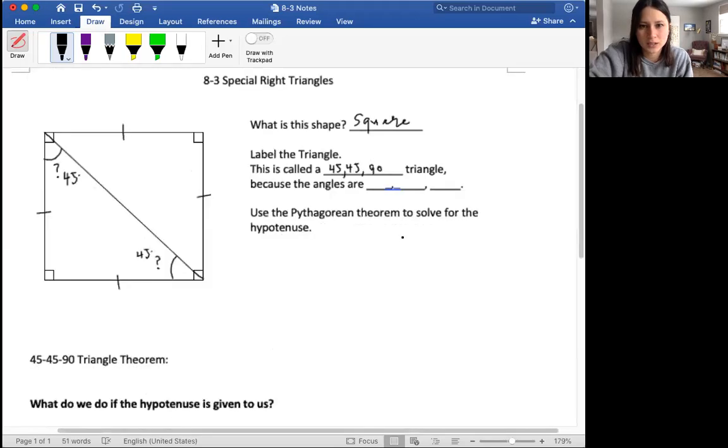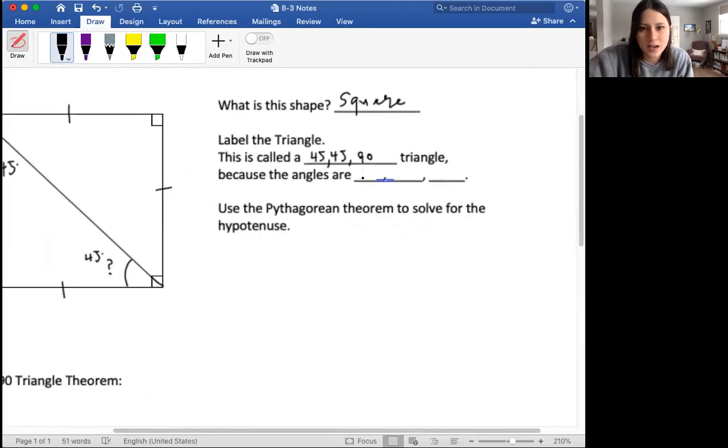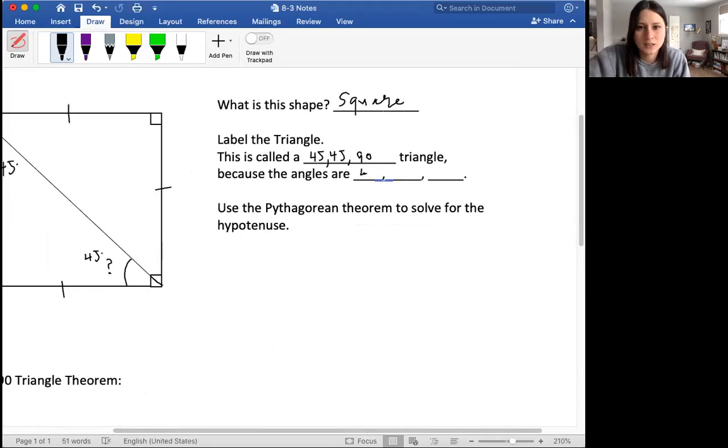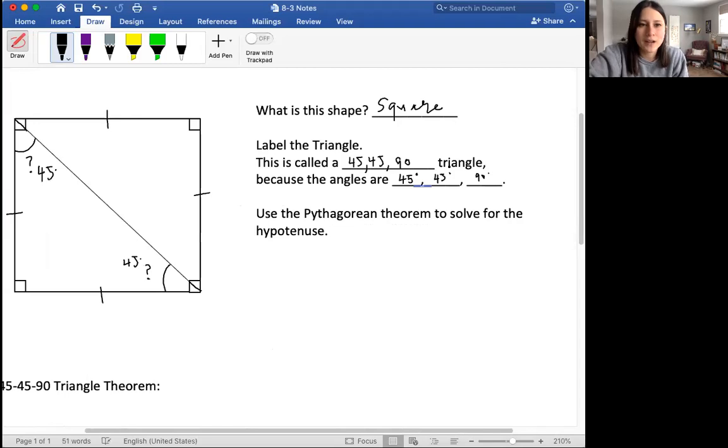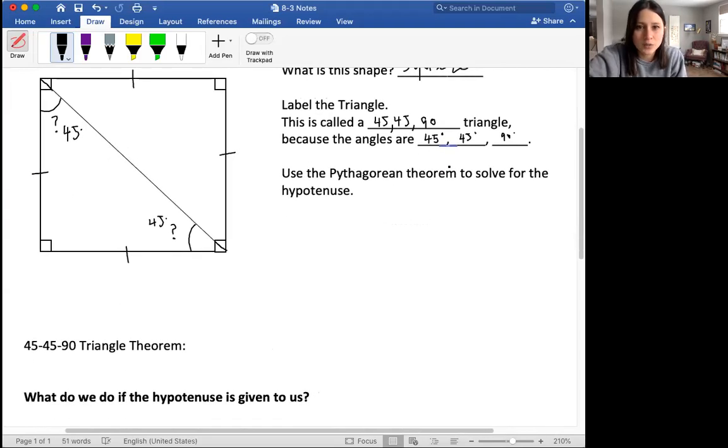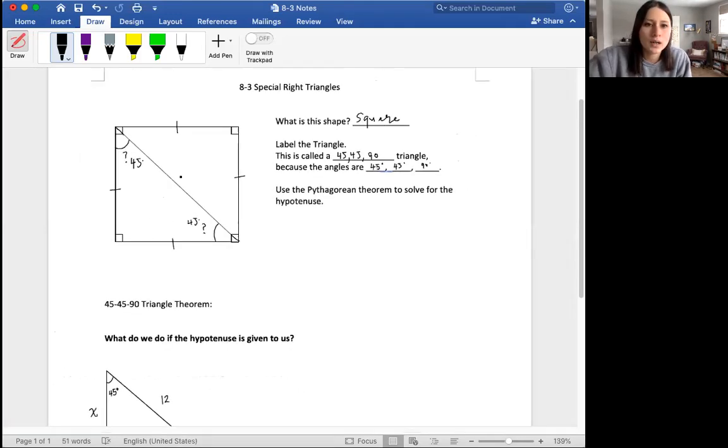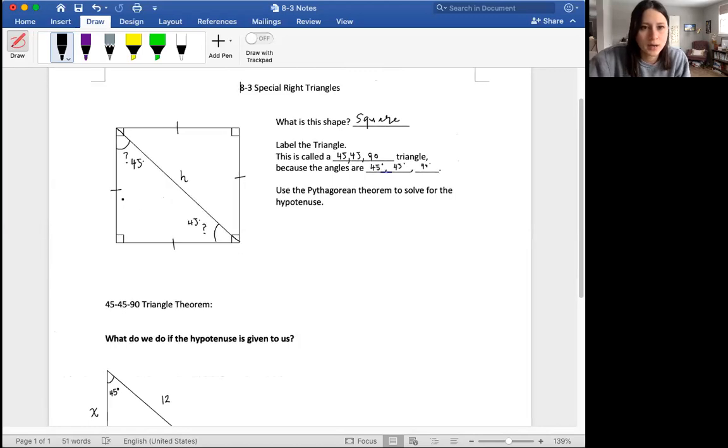Because the angles are 45 degrees, 45 degrees, and 90 degrees. And so a 45, 45, 90 triangle comes from a square, and we can break apart those parts knowing the aspects of a square. So this would be the hypotenuse, and these would be the legs. So let's label them L for legs of a triangle, okay?